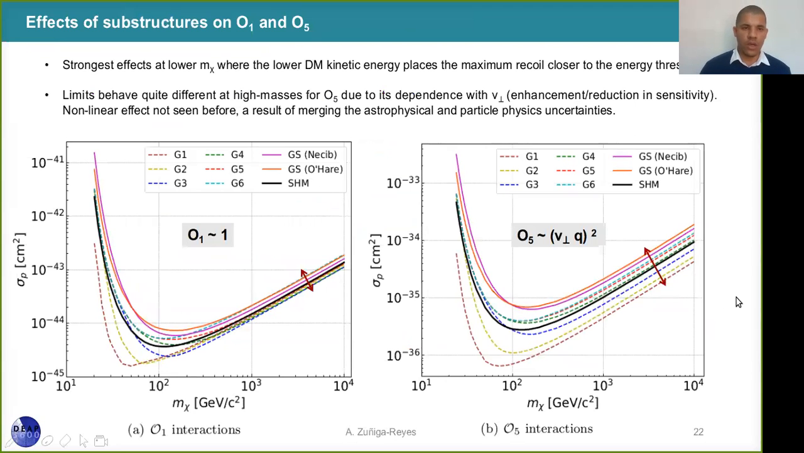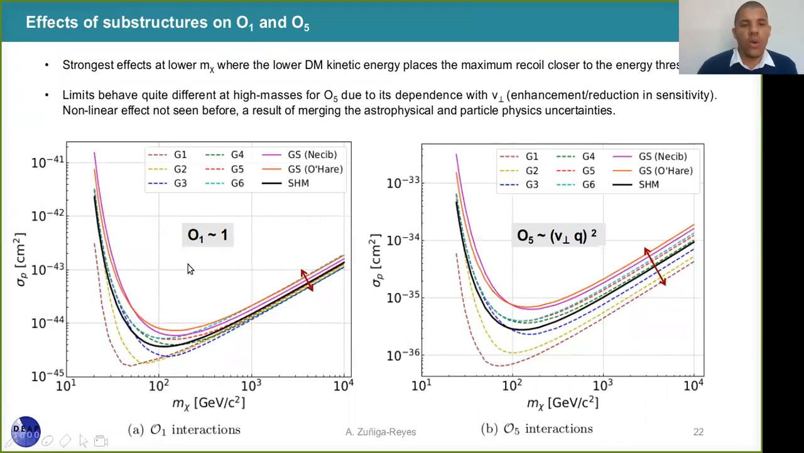In this slide, what I show is the effect of the substructures on two of the interactions, O1 and O5. If you look, the strongest effect is produced at lower masses, where the lower dark matter kinetic energy places the maximum recoil closest to the energy threshold of the detector. And depending on the substructure, the limit, if we compare it with the standard halo model, that is the solid black line, can be stronger or weaker.